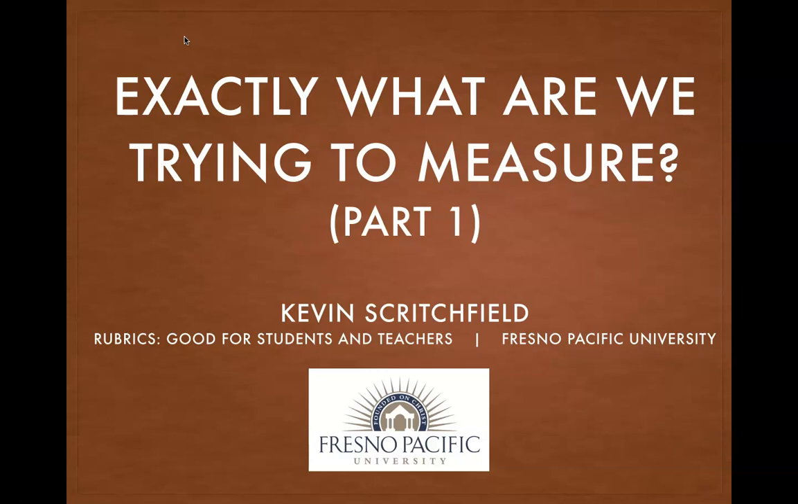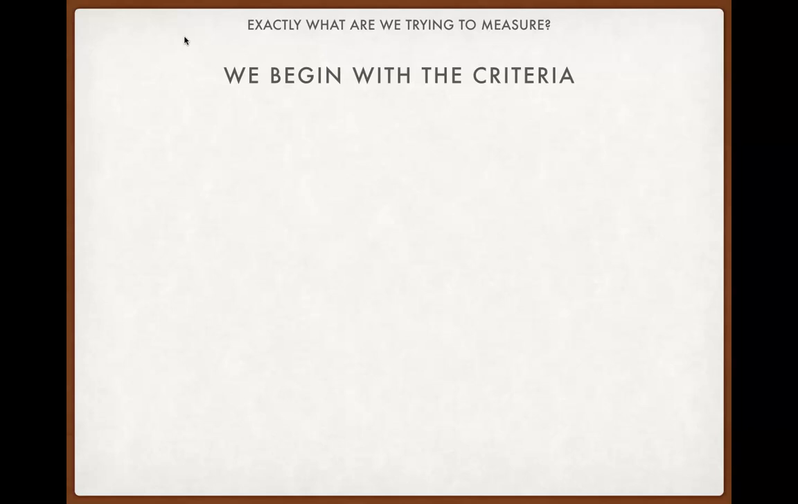Okay, so if we're going to be using rubrics, we need to figure out exactly what we are trying to measure with this rubric. And so this is part one of this process. Let's look at what we've got here. We want to definitely begin with the criteria as we begin to develop, write, and create a rubric, and we break that process down step by step. This is the first thing that we look at as we go to develop a rubric.